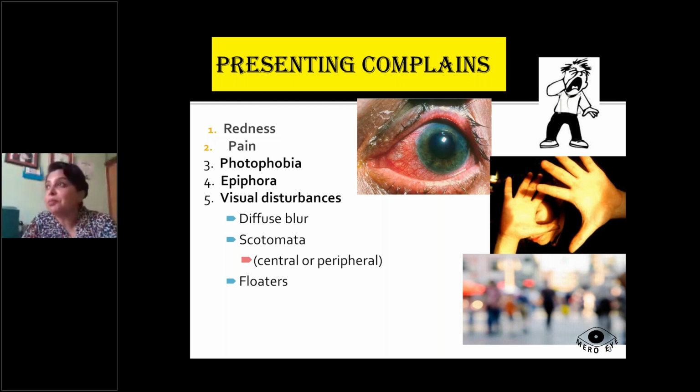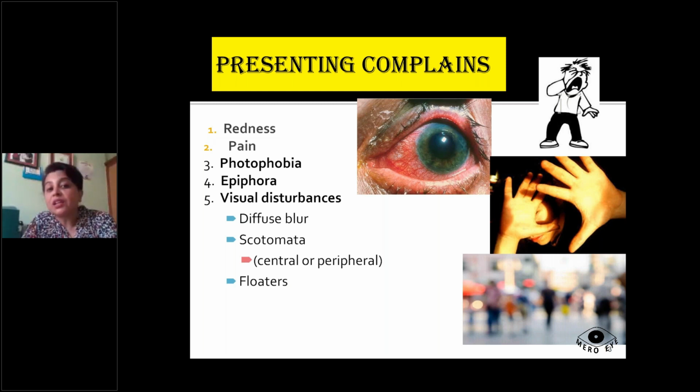Many patients may present with pain, redness, photophobia, but these are more common in patients with anterior uveitis. The cases with intermediate uveitis may just present with floaters, and the patients with posterior uveitis may present with visual disturbances.